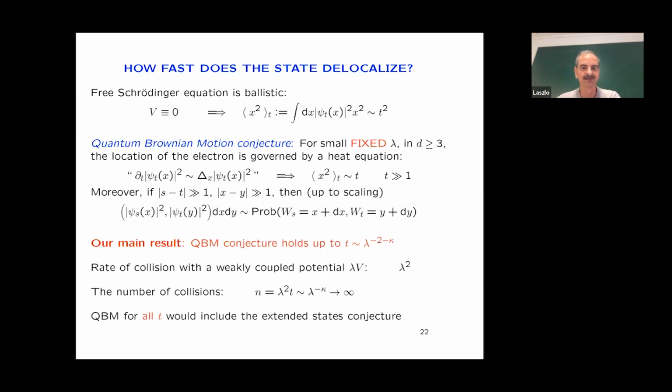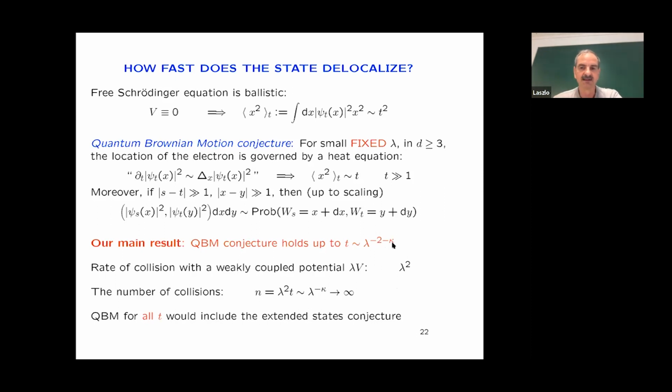then you see the diffusion emerging. So here is a very crude calculation, which says that the rate of collision with a weakly coupled potential is lambda squared. That means that if you run it up to time t, the number of typical collisions is of order m equals lambda squared times t. So as long as the time is bigger than lambda to the minus 2, by an additional factor lambda to the minus kappa, then the number of collisions goes to infinity. Lambda is always a small parameter, it will go to 0 eventually.